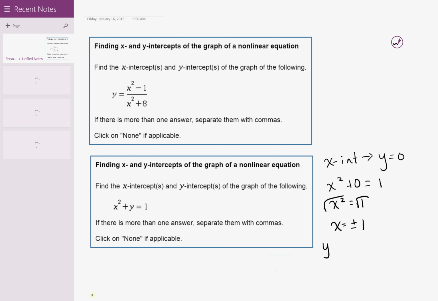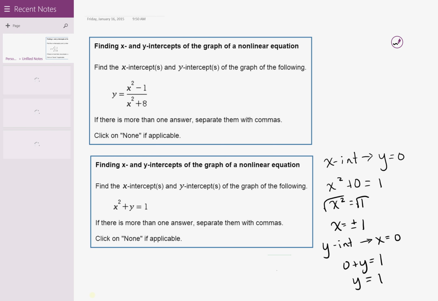Similarly, to find the y-intercept, we substitute x is equal to 0. And in that case, 0 plus y is equal to 1, or in other words, y. Oops. It'd be great if I could say the number that I write, or write the number that I say. Y is equal to 1.